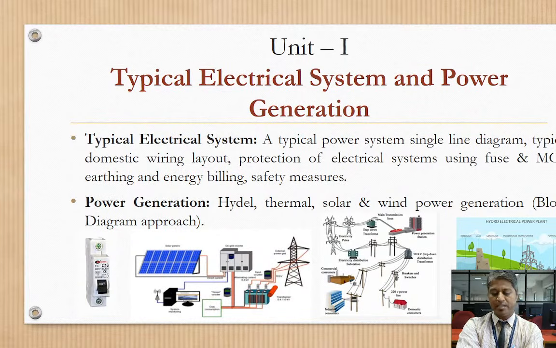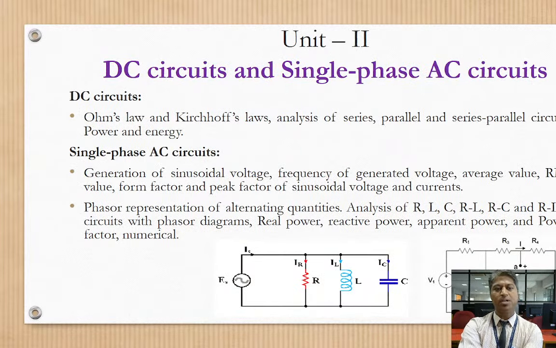In this unit we are also going to see the billing of energy. We usually see the energy bill many times, but we never understand how it is calculated. Here we are going to see how many units the house has consumed, and as per that we are going to see the calculation of the energy bill and the safety measures to be taken for domestic purpose. This is for unit number 1. And unit 2 is about studying DC circuits and single phase AC circuits.